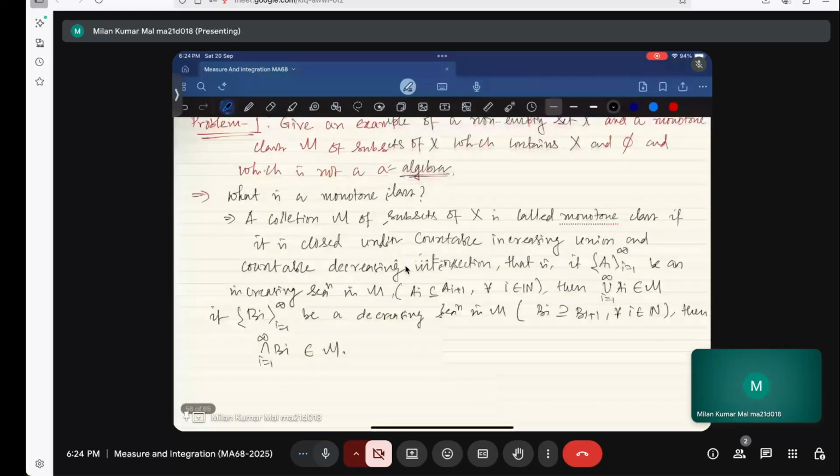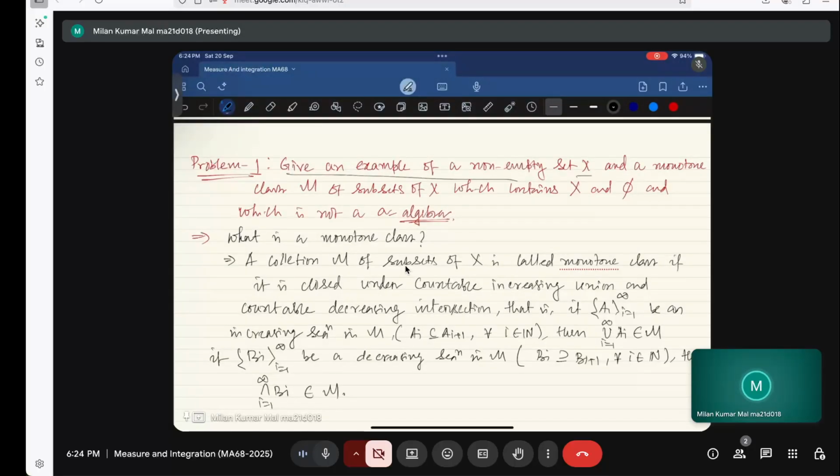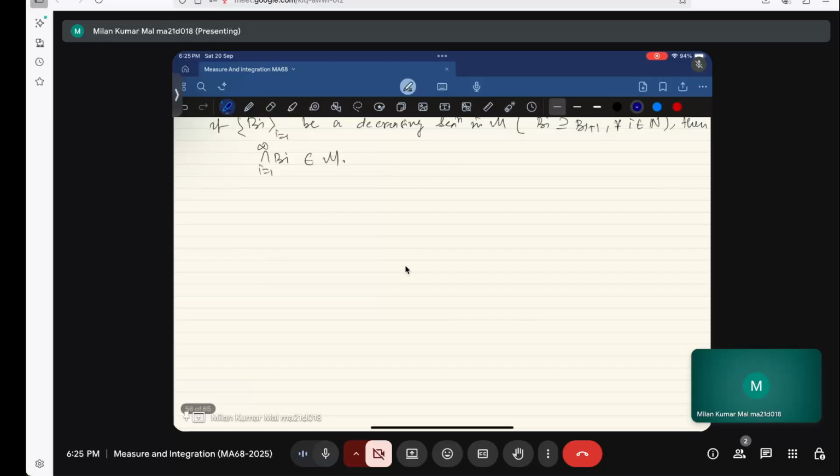What is asked: give an example of a non-empty set X and a monotone class M which contains X and the empty set but which is not a sigma algebra. So okay, let me try to give an example. Let X equal the closed interval 0 to infinity. Okay, we can take infinity closed as well. Then for any n belonging to the natural numbers, take A_n equal to 0 to n.